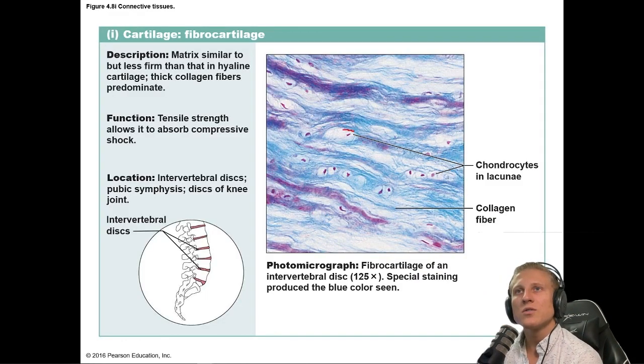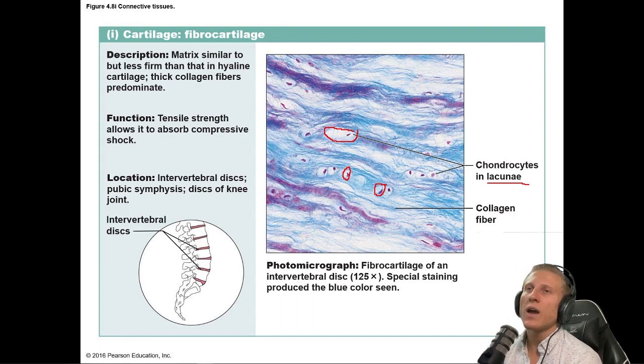So here we can see chondrocytes. These are individual cells that are inside of little hollow spaces that they've made for themselves inside of the matrix that they're now essentially entombed in, called lacunae, which basically translates to lakes. Lakes are holes in Latin. And so again, we see this in the intervertebral discs.